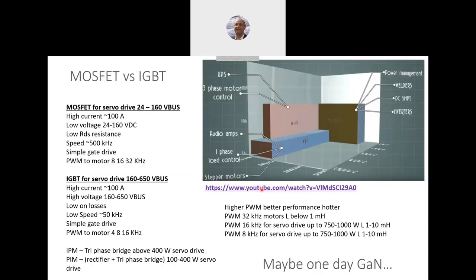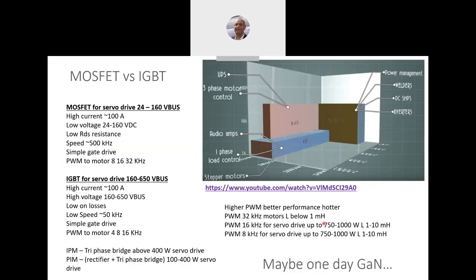Okay. Now the main component in the power stage is the three-phase bridge. You can have either MOSFET or IGBT. Now MOSFET is good for high current, but low voltage. They have low RDS(on) resistance, and the frequency of open and close is very, very high, and it's a simple gate drive. You can go with PWM switching 8, 16, and 32, also 64 and 128.